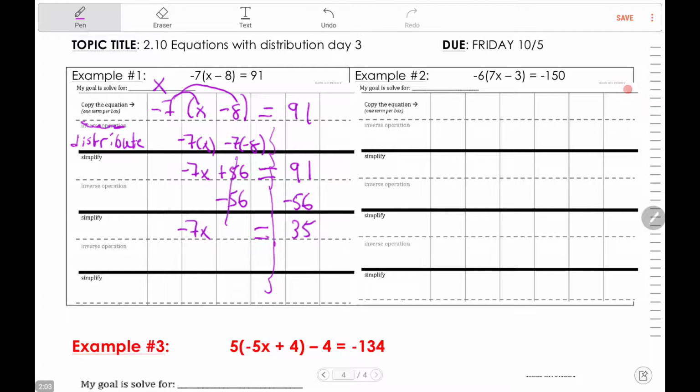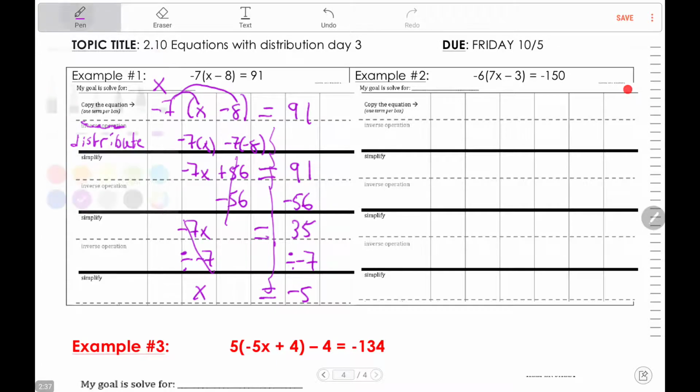Okay, and one more inverse operation. How are we going to deal with this -7 being multiplied by the x? We're going to divide. Oops, not by x. What are we going to divide by? -7. And we're also going to divide by -7 here. These cancel, so we're left with x equals, what's 35 divided by -7? That is -5.